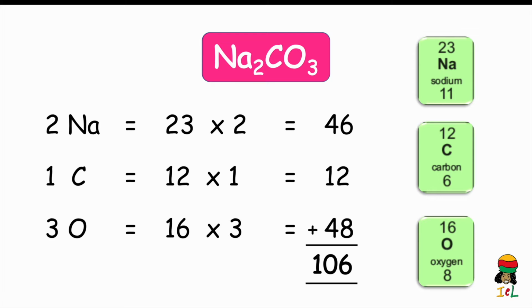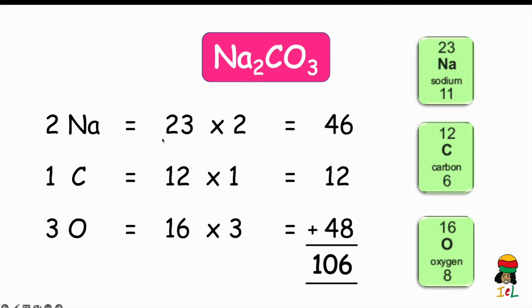For example, we will calculate the relative formula mass for sodium carbonate as we have it here. We are saying relative formula mass because sodium carbonate is an ionic compound. Sodium carbonate consists of 2 sodium atoms, 1 carbon atom, and 3 oxygen atoms. Using the relative atomic masses of the elements, we can now find the relative formula mass for sodium carbonate.